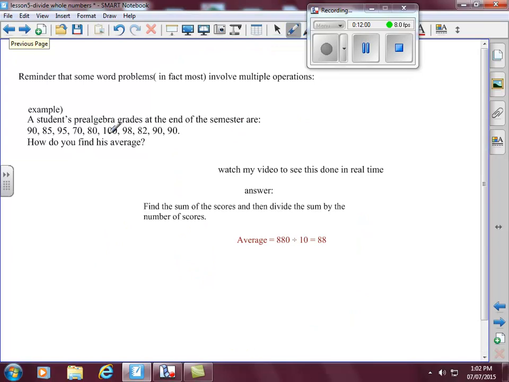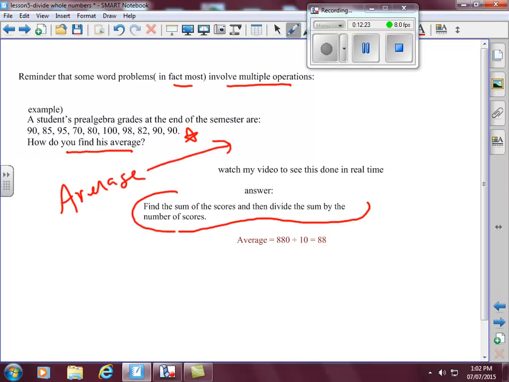All right, and I believe, let me check, yep, I believe this is our last slide for today for these notes. Reminder that some word problems, in fact most, involve multiple operations. A student's pre-algebra grades at the end of the semester are given here. How do you find the average? Keyword average. Okay, so average, you remember, is the sum of the scores. Add up all the scores, and sum means add, right? So add up all the scores and then divide that sum by the number of scores.